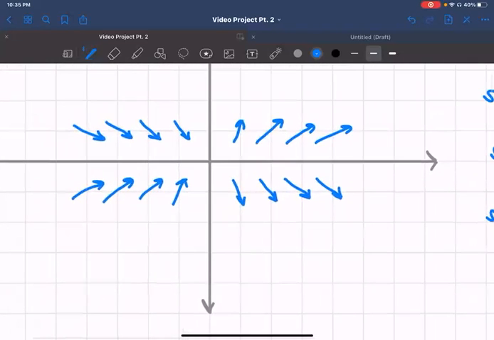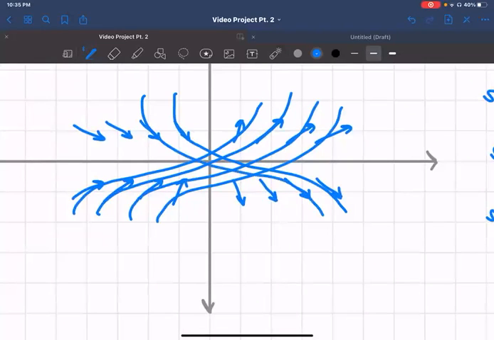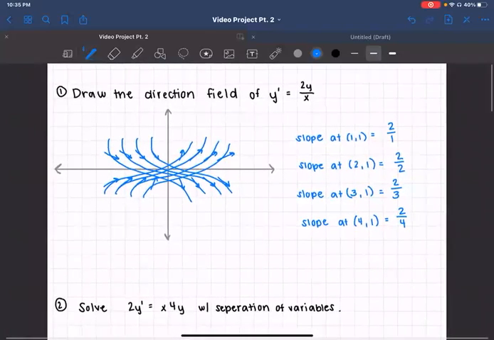Okay. And then the final direction field is going to look a little something like this. And that's what number one is going to look like.